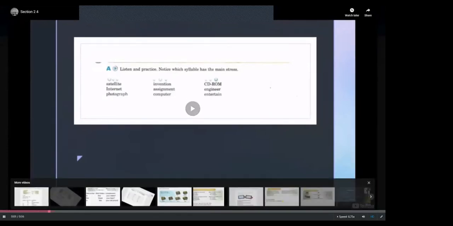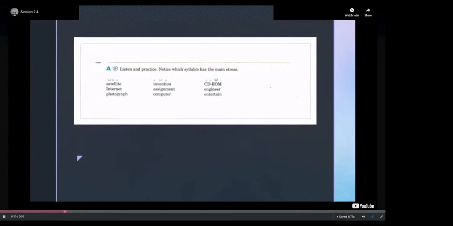Syllable has the main stress. Part A. Listen and practice. Notice which syllable has the main stress. Satellite. Internet. Photograph. Entertain.